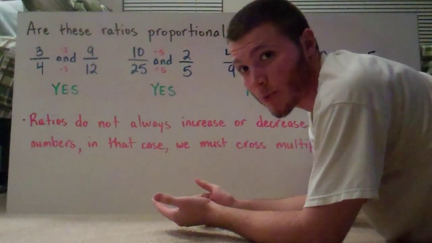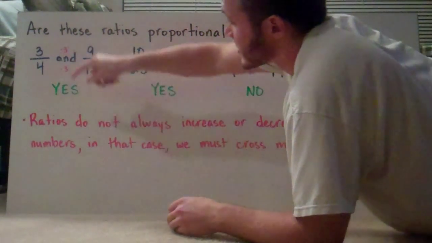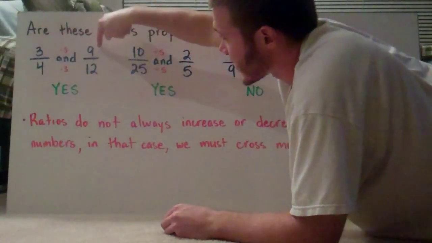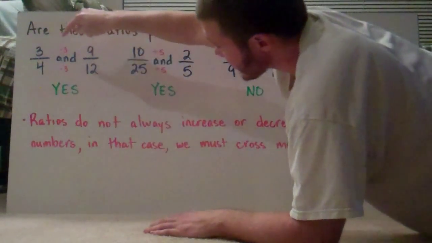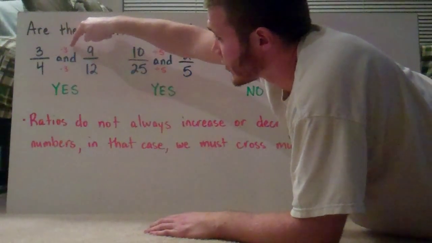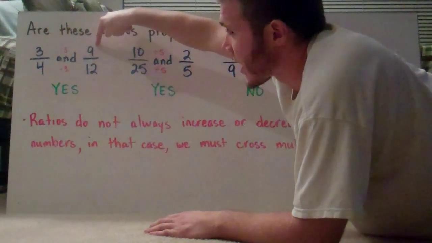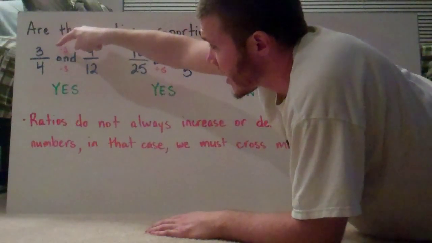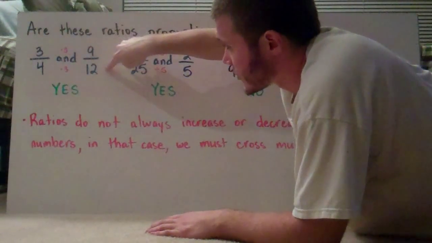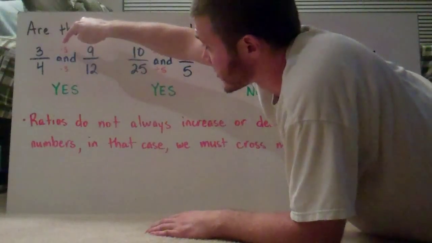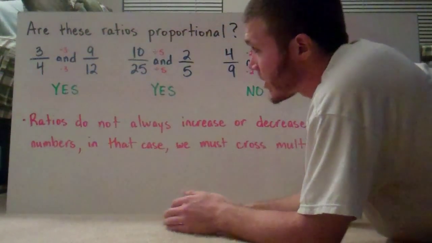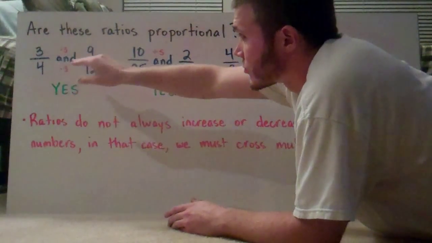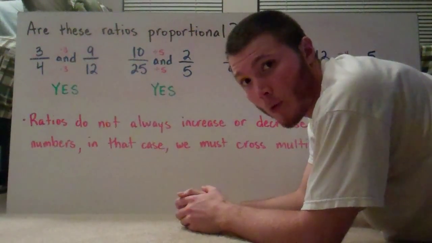Well, the easiest way is to look and see, how do we go from 3 to 9? We can only use multiplication or division. How can we go from 3 to 9? Well, we can do 3 times 3 and get 9. And whatever we do to the top, we have to do to the bottom. 4 times 3 is 12. Since we can do times 3 to the top and times 3 to the bottom to get our new ratio, those two ratios are considered proportional.